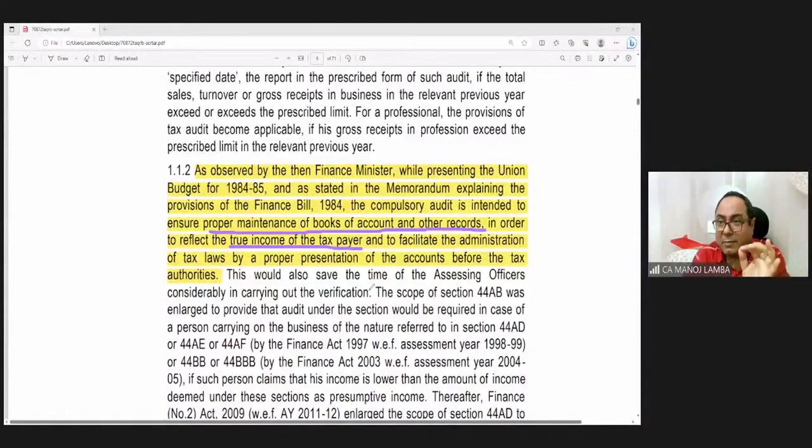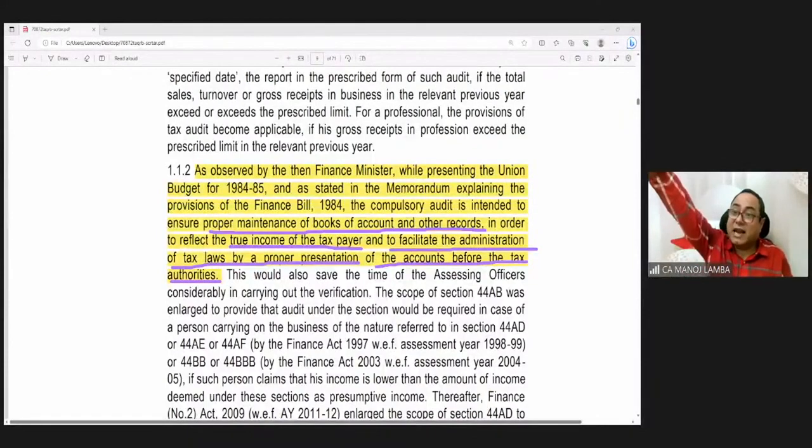That is very important, my dear friends, why this provision has been introduced: to facilitate the administration of tax law by a proper presentation of accounts before the tax authorities. The second objective is very, very important, my dear friends: to facilitate the administration of tax law by proper presentation of accounts before the tax authorities.